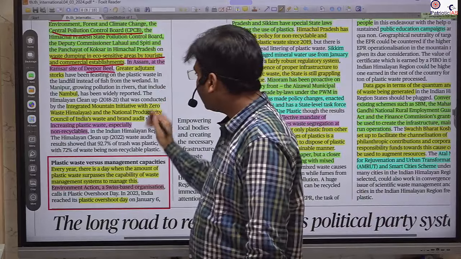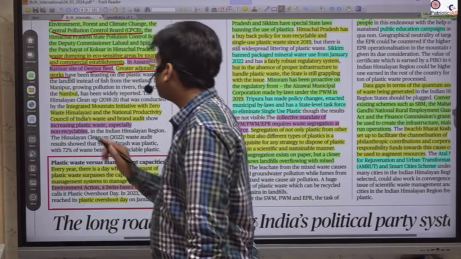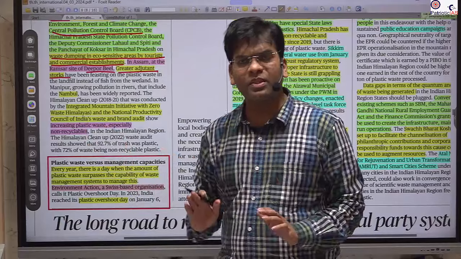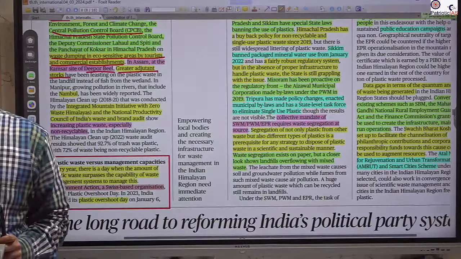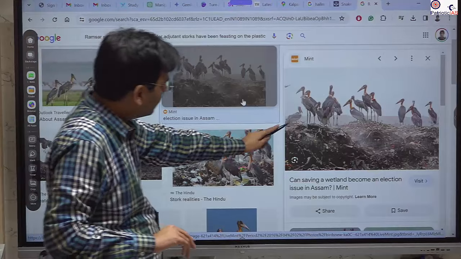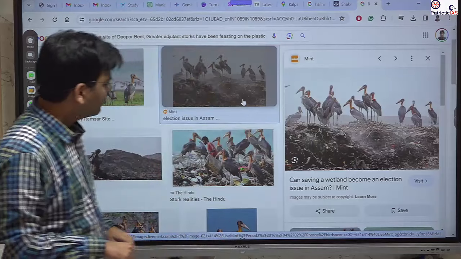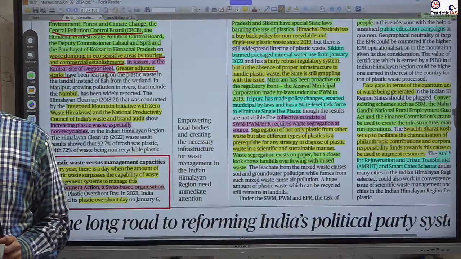Here we have found that the greater adjutant storks, this is the species, were not feeding on the fishes, but they are feeding on the plastic. Let's see the image of this. You can see that they were feeding on this plastic garbage. This is the condition. So we have found such a situation.